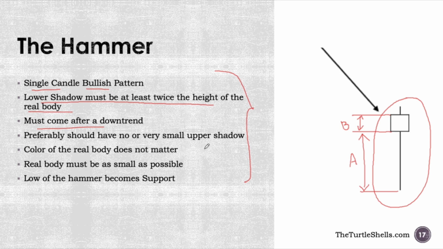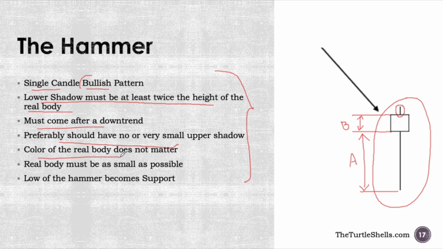Next, it should preferably have no or very small upper shadow. This upper shadow that you see here should preferably be small, or if there is no upper shadow, it's even better, because remember I mentioned that upper shadow represents bearishness and lower shadow represents bullishness. This is a bullish pattern, so we don't want any bearishness in a bullish pattern. That is why this upper shadow should be as small as possible.